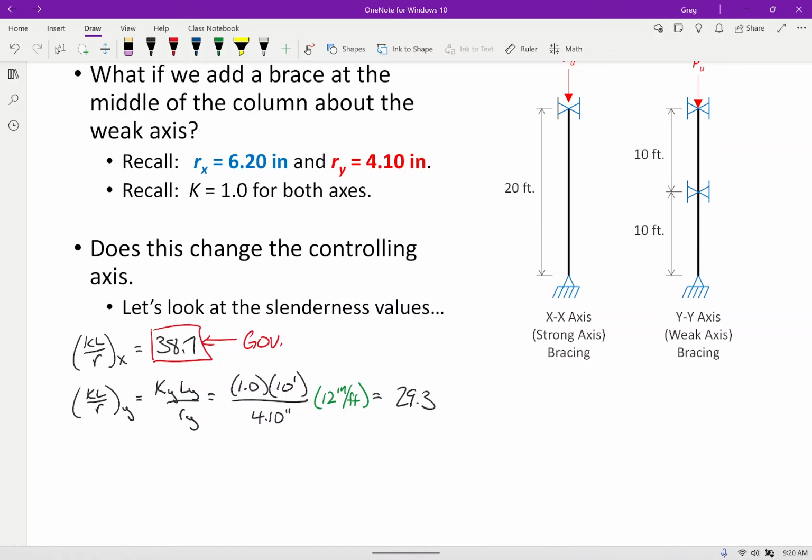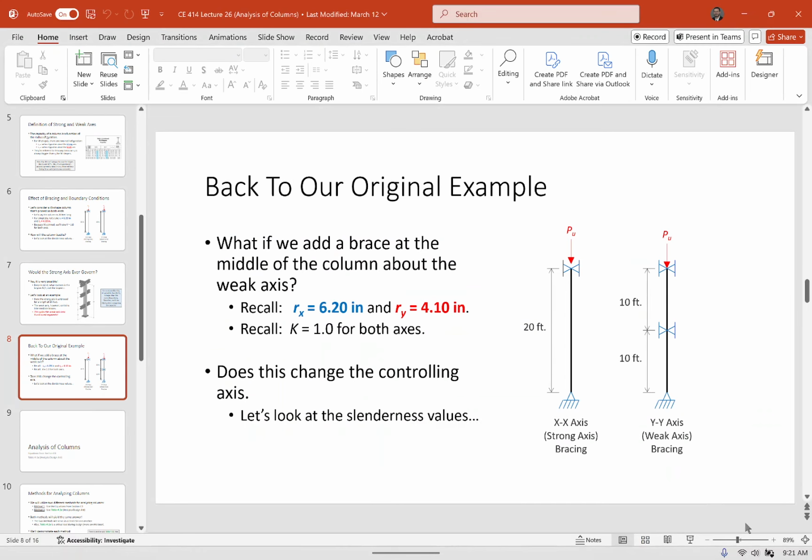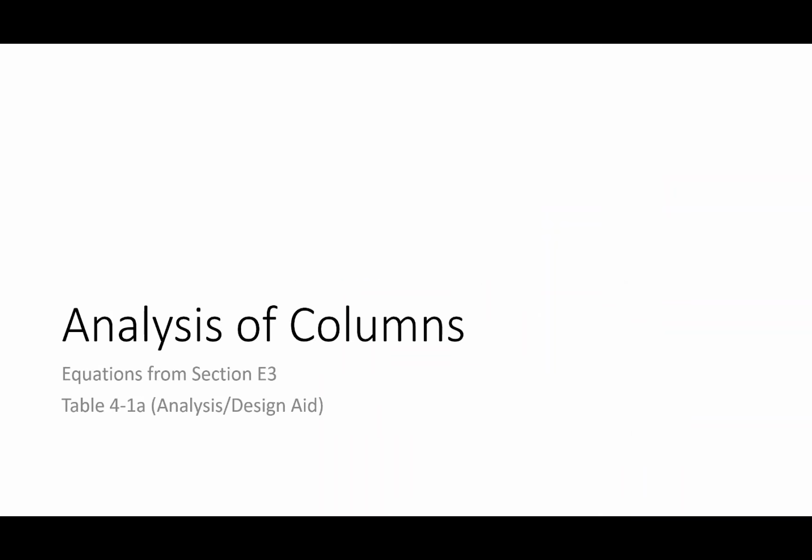Okay, I'm going to erase this. All right, so with that discussion of slenderness out of the way, let's discuss column analysis. I'm going to propose two methods. The first method is basically just straight calculating the capacity, in other words, calculating the capacity using the equations in the manual from section E3. You're already familiar with those equations because that's what we did when we plotted our capacity.